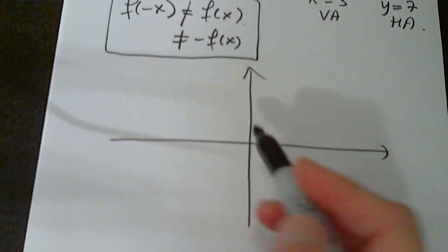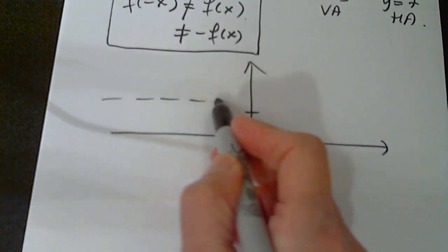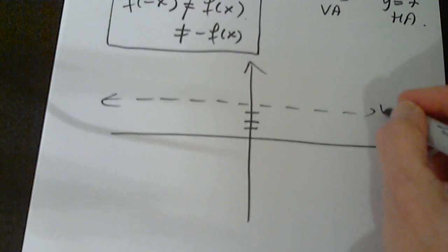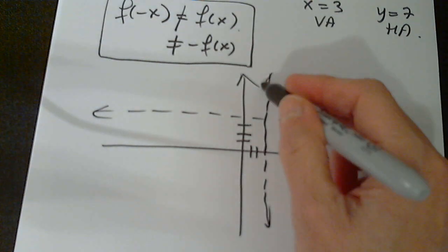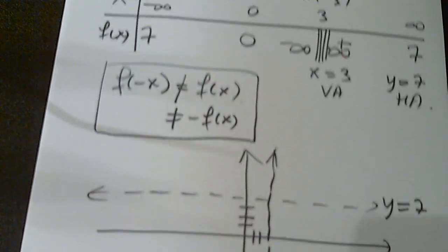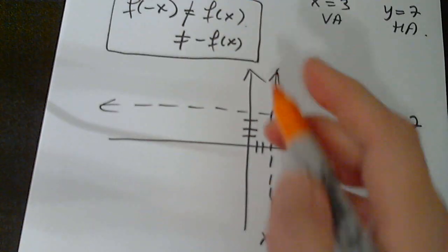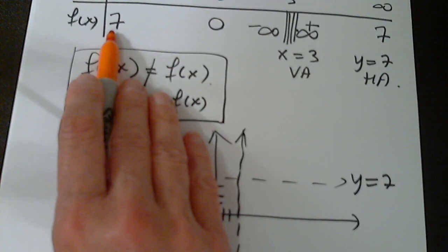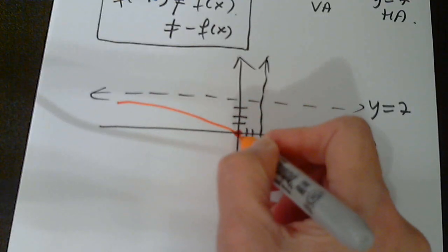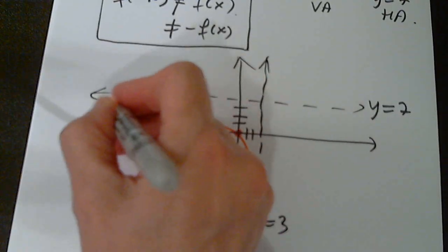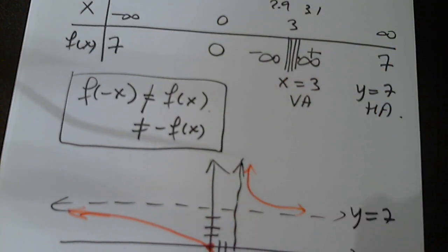So first I have the horizontal asymptote. 1, 2, 3. I'm going to say 2, 4, 6, 7. So this is y equals 7. I have to graph the vertical asymptote as well. X equals 3. And I have everything here. So it crosses at the origin. It's coming from 7, crossing at the origin, going to negative infinity. Done. On the other side, from positive infinity to 7. Finished.